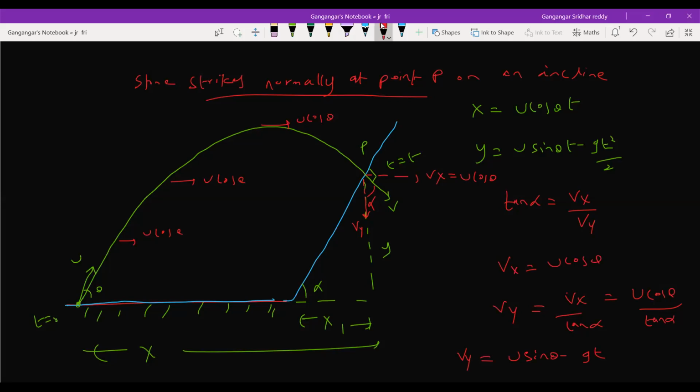Once you know the time, then you can get the value of x. Once you know x, you can get the value of y. From y, you can get x1, and from x1, all other things. See, these are some of the best numericals that are available. So the point of projection need not always be on the inclined plane. It can be somewhere else. I can project from the ground, and even if it does not strike normally, some other angle you can also manage. Please do work out some numericals of this kind.